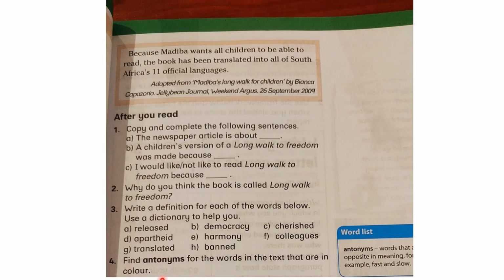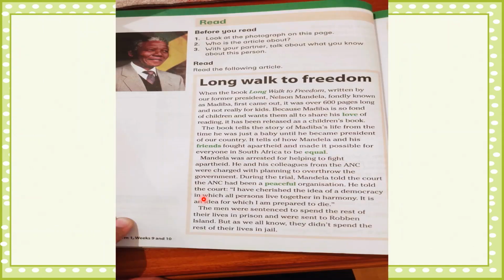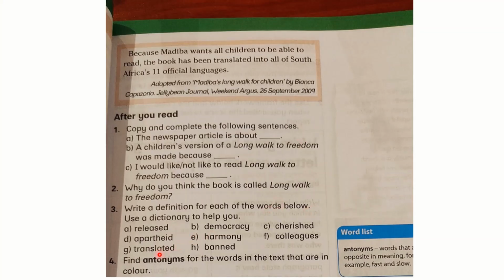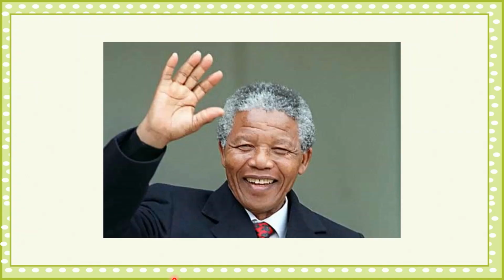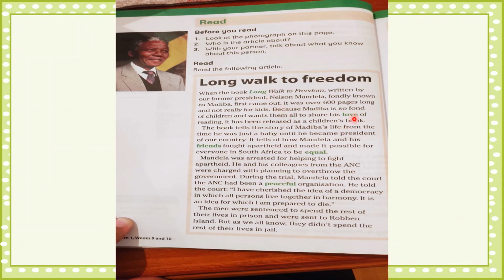Number 4, it says find antonyms for the words in the text that are in color. So an antonym is a word that has an opposite meaning. So you are going to tell me the opposite of the words in color. So if we go back here, we have love, friends, equal, peaceful. Those are the words that are in color. You are going to find the antonyms, which is the opposite of those words, and you are going to write them down. Please write the first word. So for example, if I'm using the word love, you're going to write the word love, and then you are going to write a line and write hate. Okay.